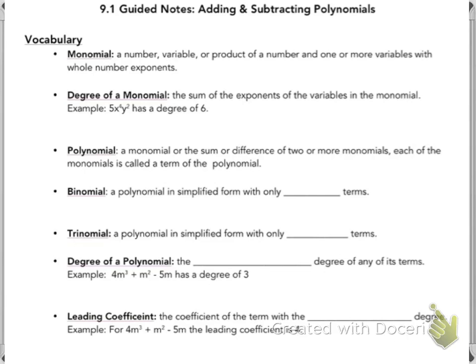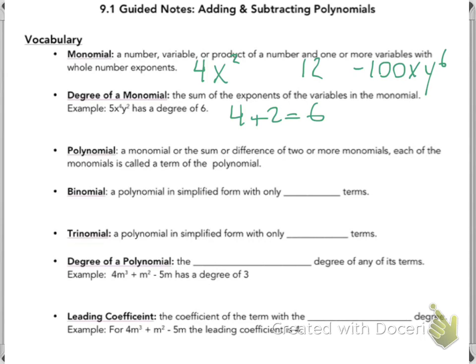So the things that we were dealing with in the last section would all be monomials. Something like 4x squared would be a monomial, or even just a constant, something like 12, or negative 100xy^6. Those are all monomials. The degree of a monomial is the sum of the exponents of the variables. So for example, 5x to the fourth y squared would have a degree of 6 because 4 plus 2 is 6.